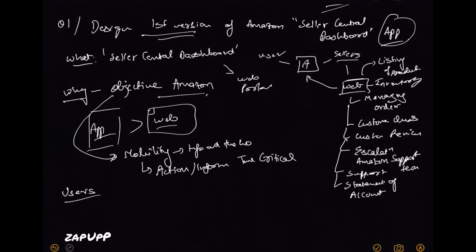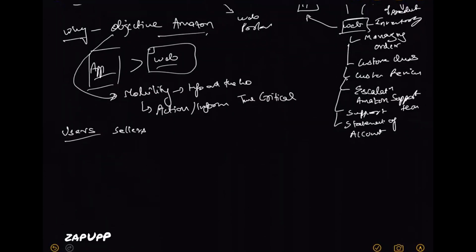Obviously our users are sellers who are selling on Amazon. Now, what are the different types of sellers that sell on Amazon? When we say segmentation, we need to do segmentation on a particular attribute. So in this case, our attribute, like we discussed, would be size of seller.